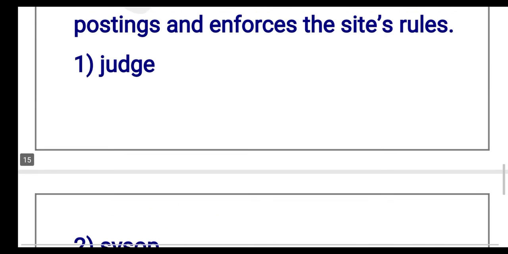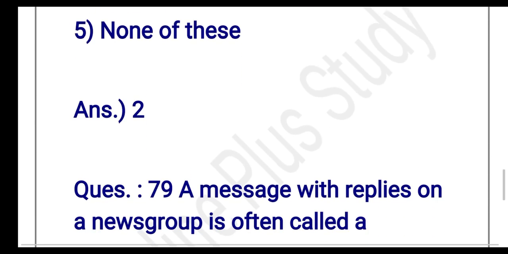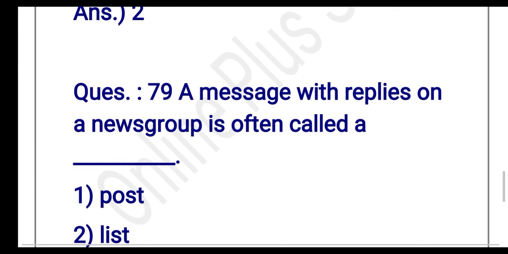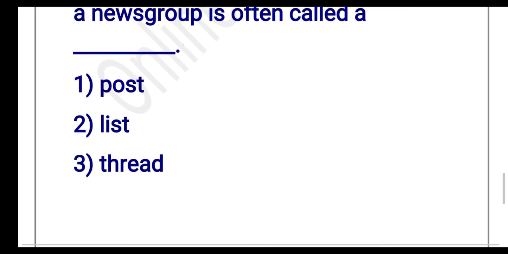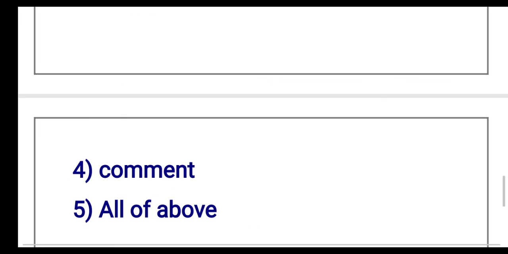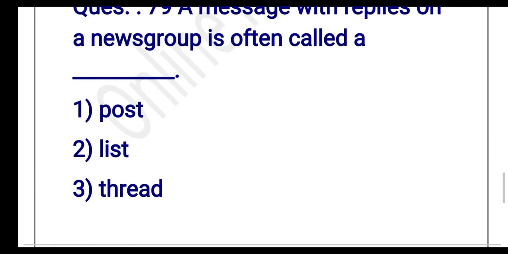Okay students, today's 79th question is, a message with replies on a newsgroup is often called a dash. Options are post, list, thread, comment, all of the above. So its answer is option number 3, thread.